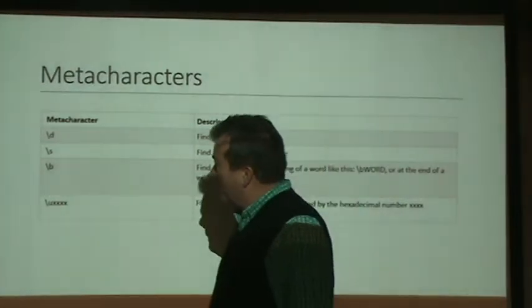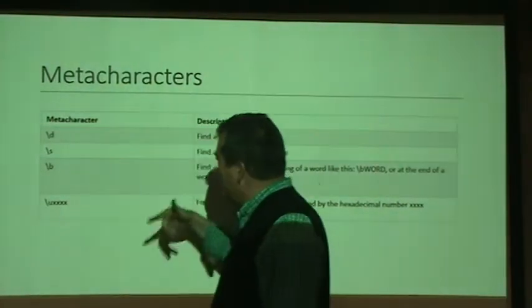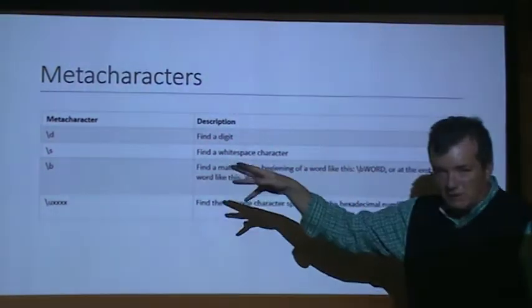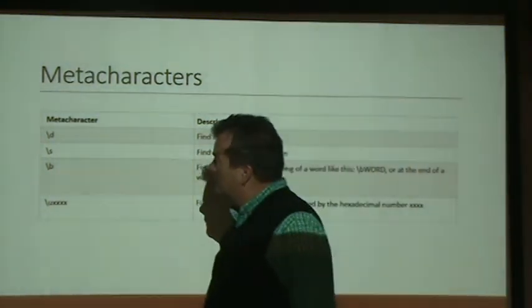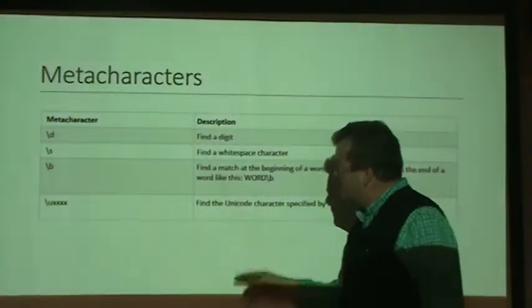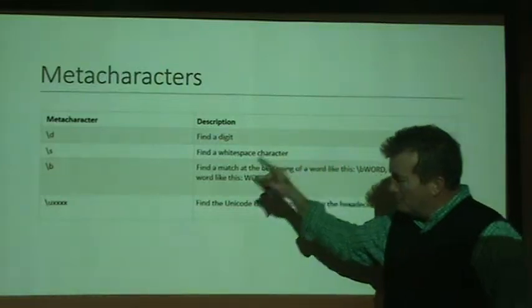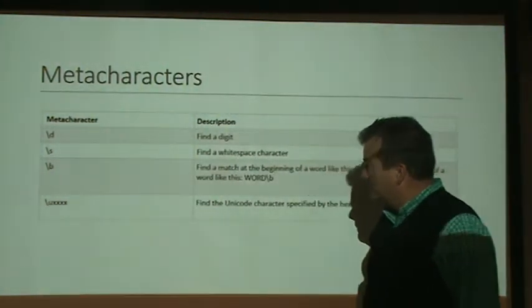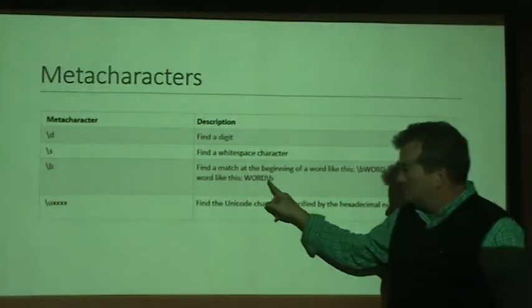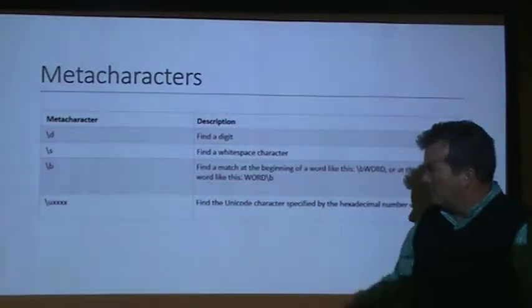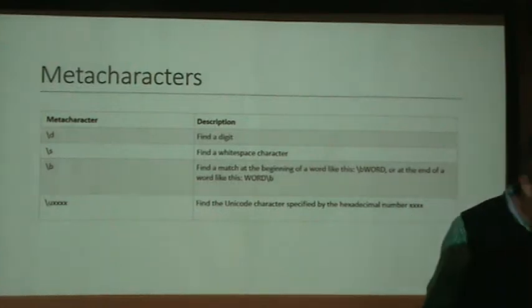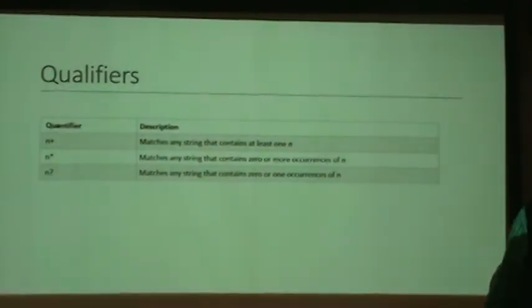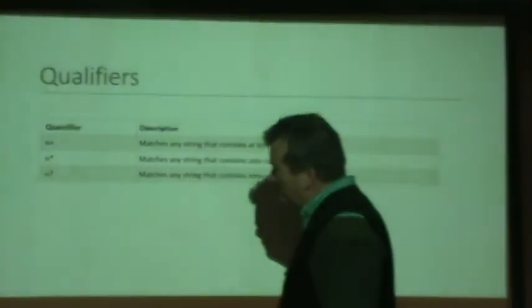Other popular metacharacters: \d is any digit between 0 and 9. \s will find white space. Small s is white space, capital S is non-white space, the opposite. \b means it has to be at the end of the word, and you could also use hexadecimal numbers. Okay, and then this is a common notation.